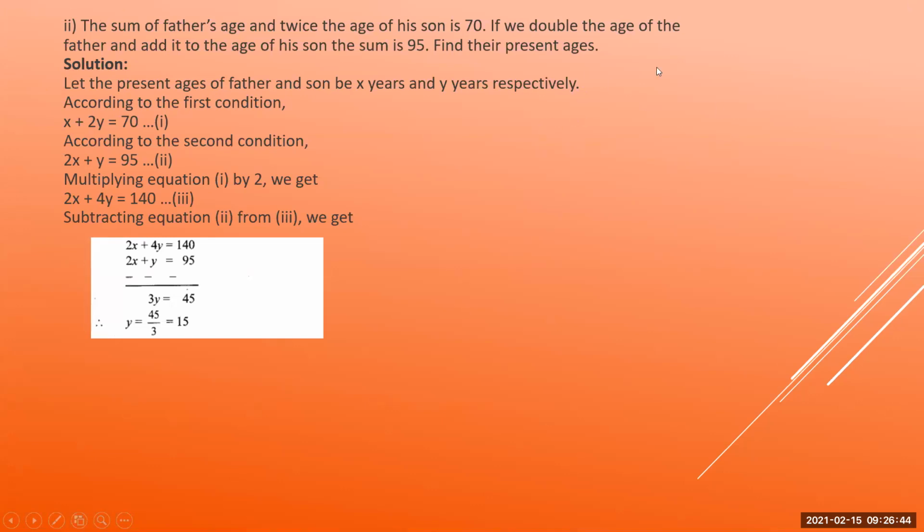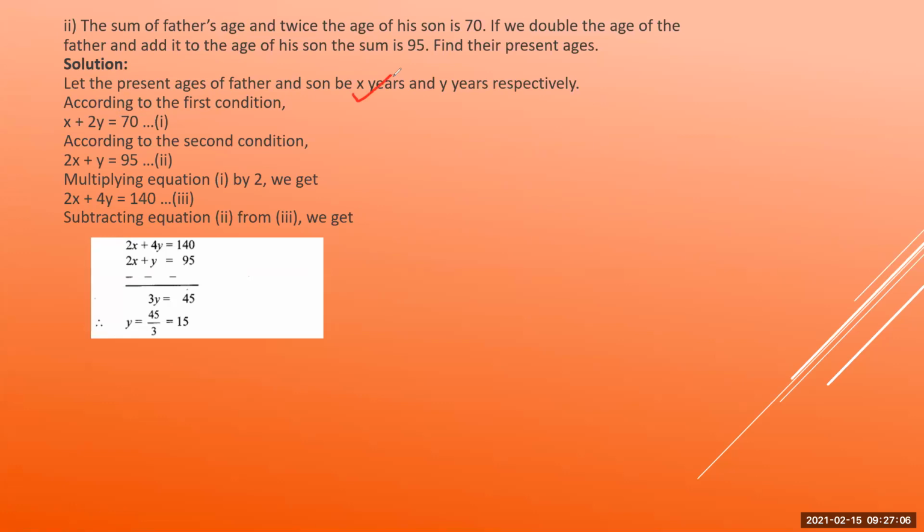If we double the age of the father and add it to the age of his son, the sum is 95. Find the present ages. Present ages means we have to find both the ages of the son and the father here. So firstly, we assume the ages. So what do we assume here? We assume that the present age of father and son be x years and y years.